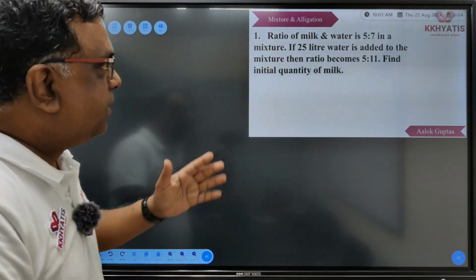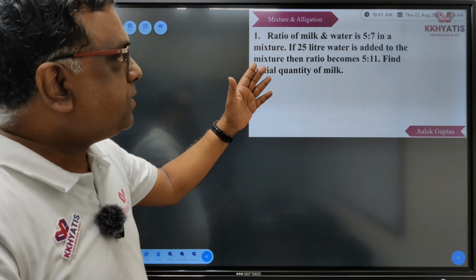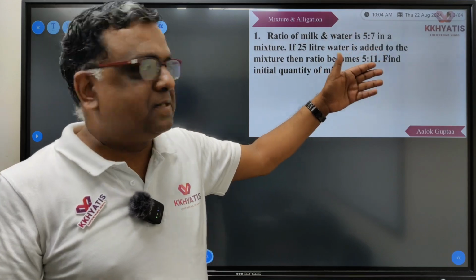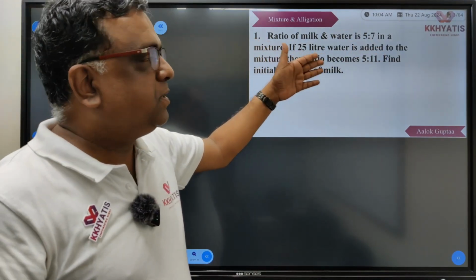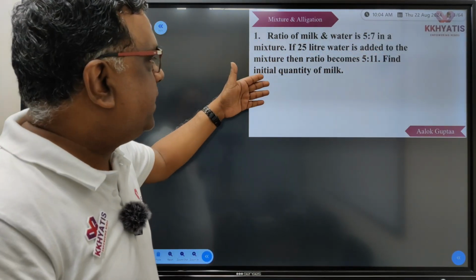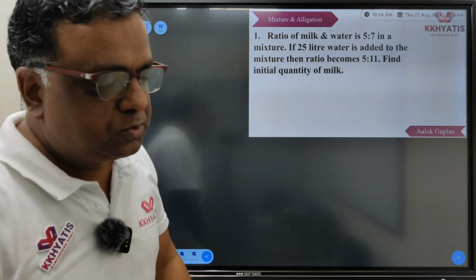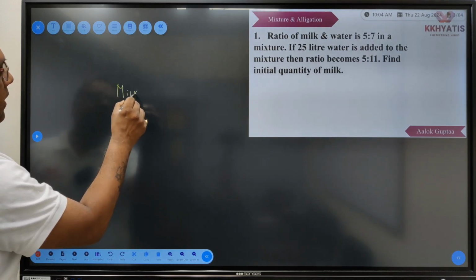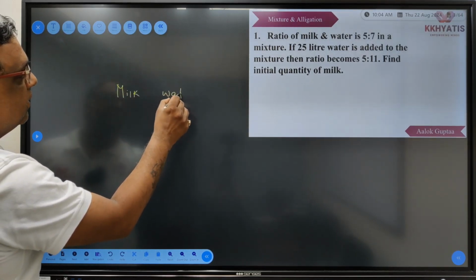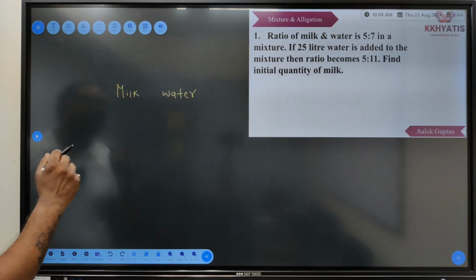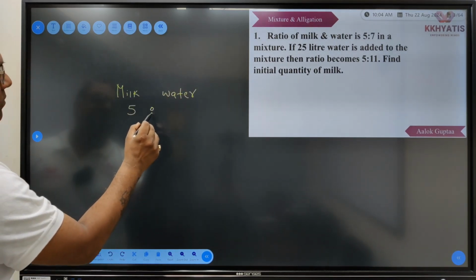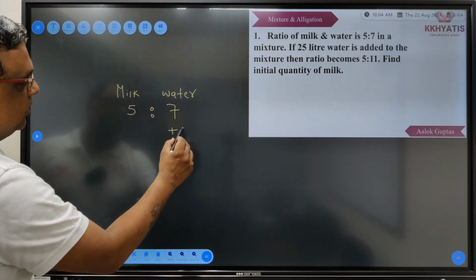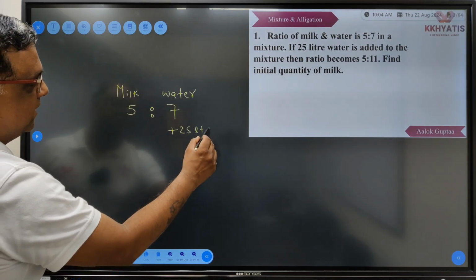Okay, let's begin. Ratio of milk and water is 5:7 in a mixture. If 25 liters of water is added to the mixture, then the ratio becomes 5:11. Find the initial quantity of milk. So what they are trying to say? There is milk and there is water. They are in the ratio 5:7. Now 25 liters of water is added.